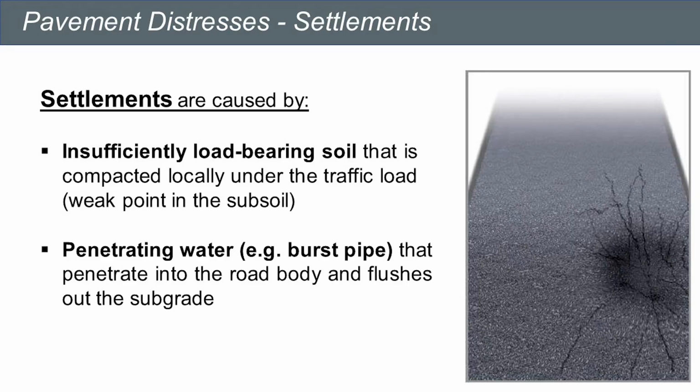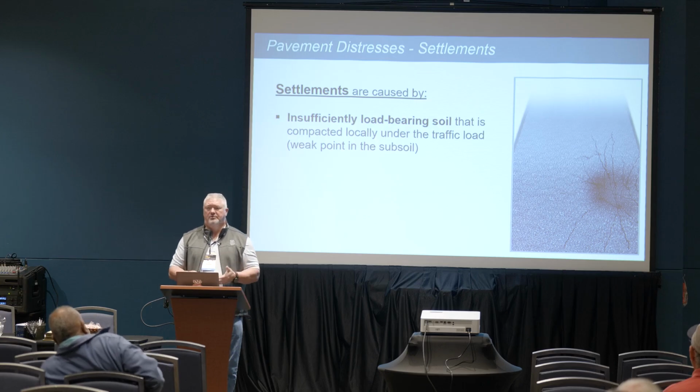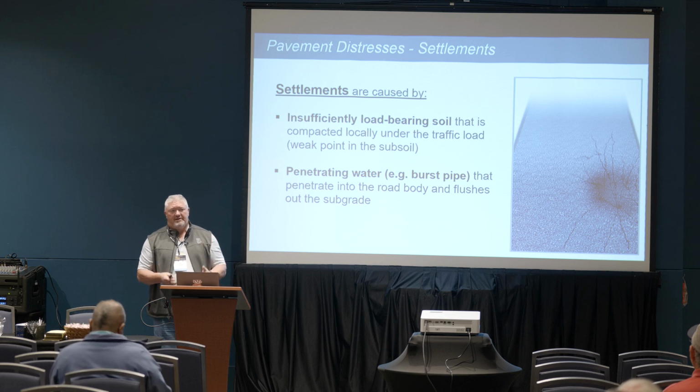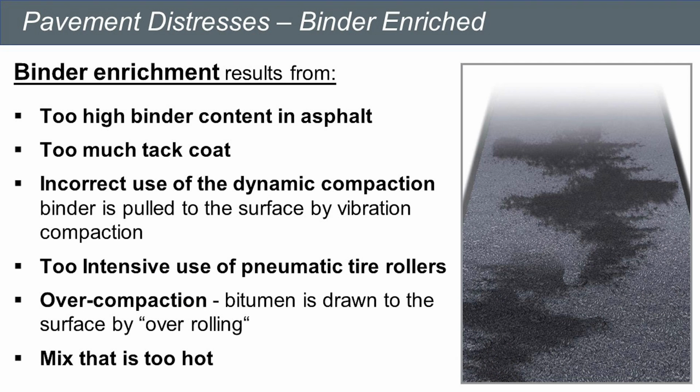We look at settlements. Again, asphalt's a flexible material. We've got something underneath there that's not compacted correctly, and it starts moving, we're going to have issues. We get water inside that base material, it loosens up. Again, we're going to have material that we can't build on top of.